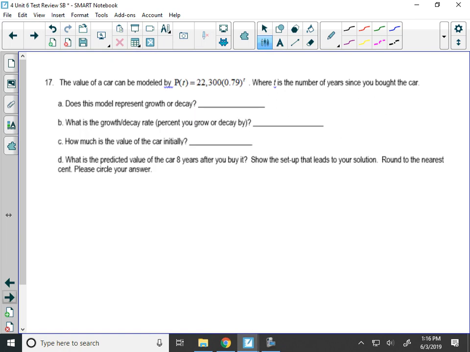Number 17. The value of a car can be modeled by that equation. T is the number of years since you bought the car. Is it growth or decay? Well, first of all, the number in the parentheses, the 0.79, is less than 1. So this model is going down. It is decaying. What is the percent you decay by?